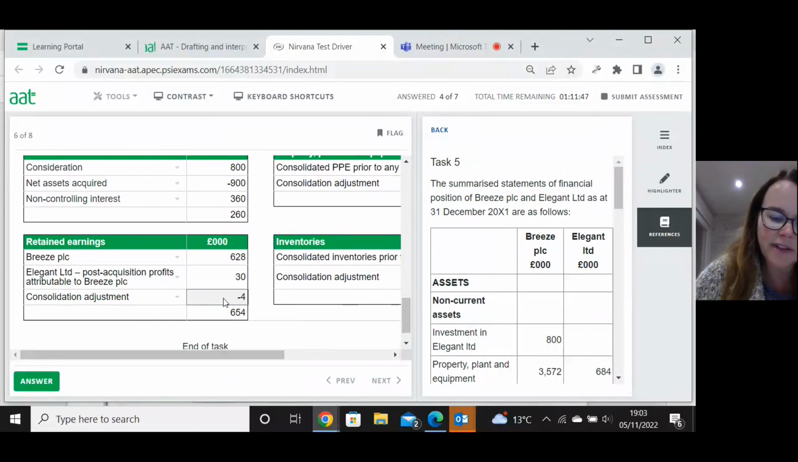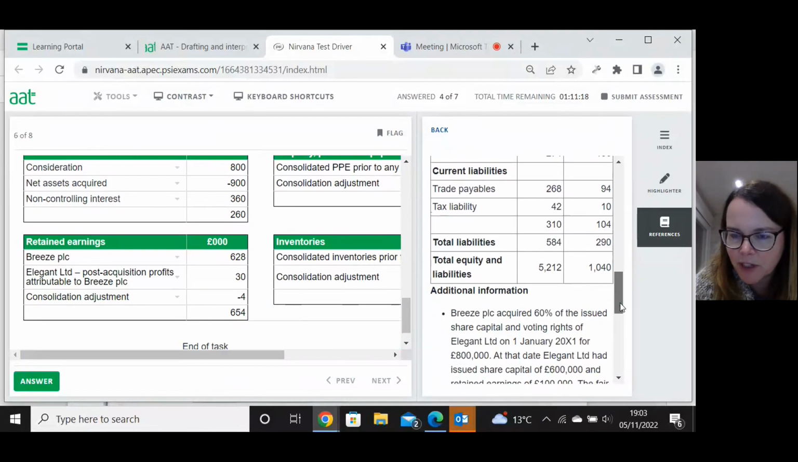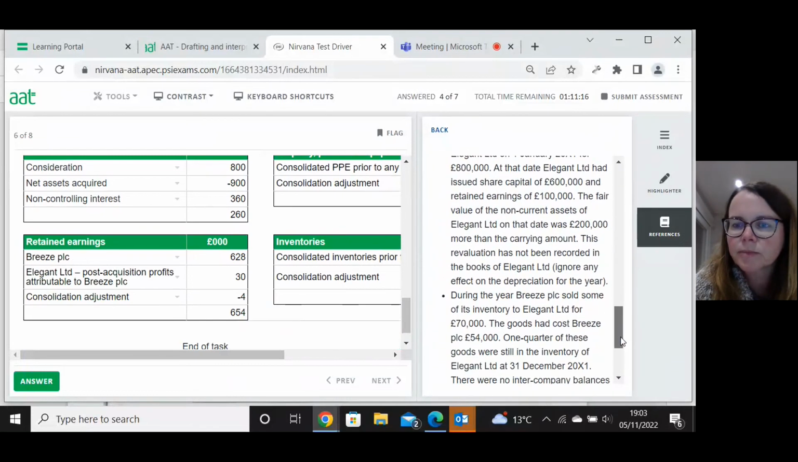Now, incidentally, if the subsidiary had been selling to the parent, we would have to have split that 60% to the parent and 40% to the non-controlling interest. Right? But it's not the case here because the parent, Breeze, has sold to Elegant. So we make that adjustment -4 to the retained earnings. Okay, so I've dealt with that PUP, the provision for unrealized profit.